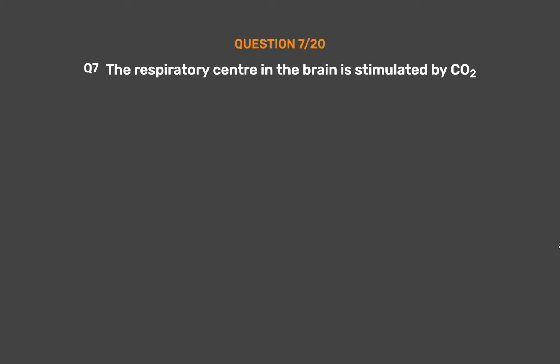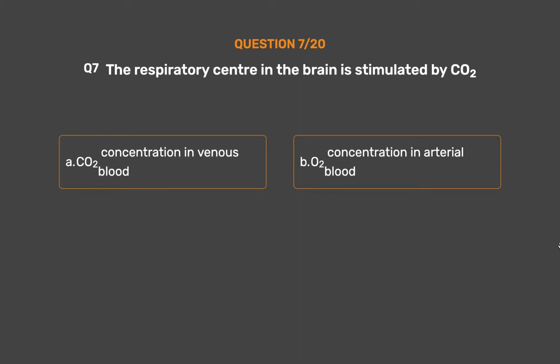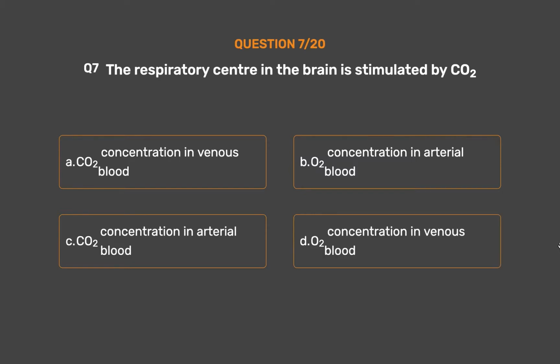Question number 7. The respiratory center in the brain is stimulated by Option A. CO2 concentration in venous blood. Option B. O2 concentration in arterial blood. Option C. CO2 concentration in arterial blood. Option D. O2 concentration in venous blood.